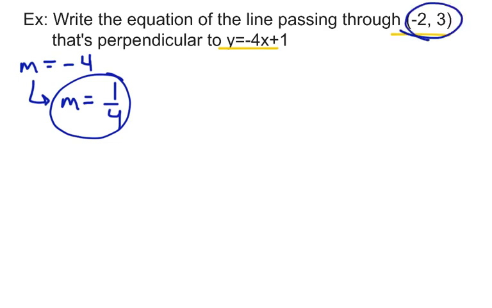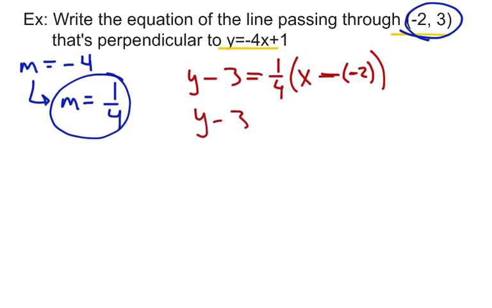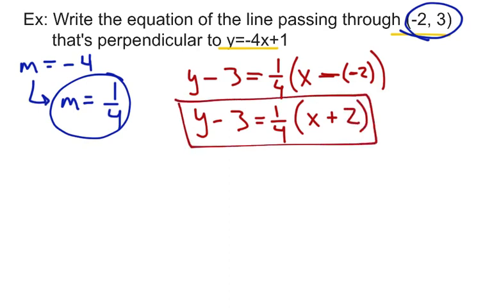Let's use point slope form. y minus the y coordinate equals slope times x minus the x coordinate. Now look, we're subtracting negative 2, so we should simplify that. y minus 3 equals 1/4 times x plus 2. And there we have an equation of our line.